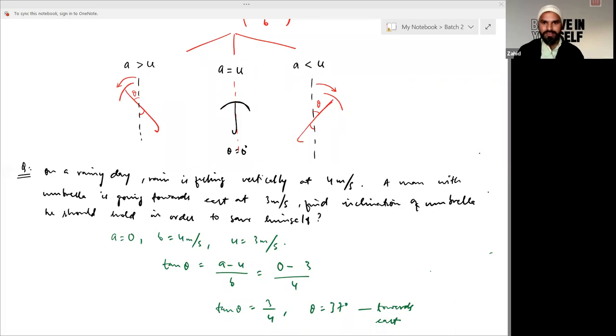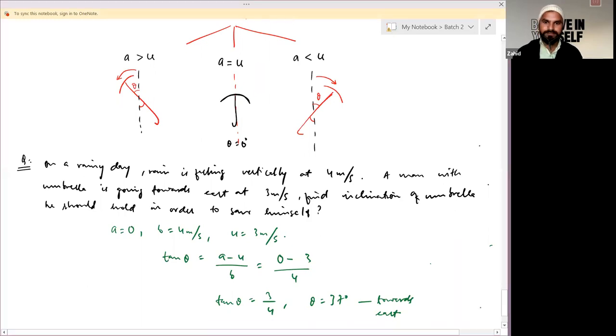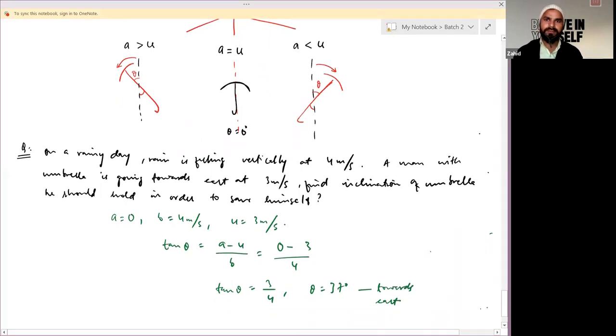So we had finished this till this part. Do you have any doubt till this in relative motion? Do you have any doubt till this part? No, sir. No, sir.